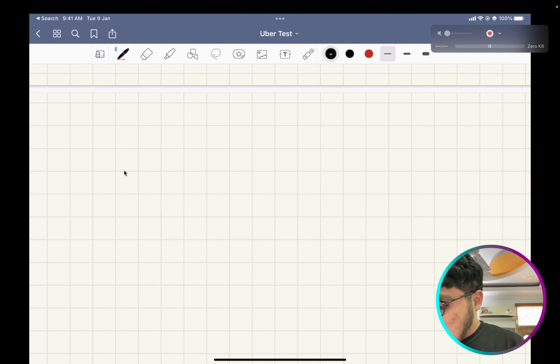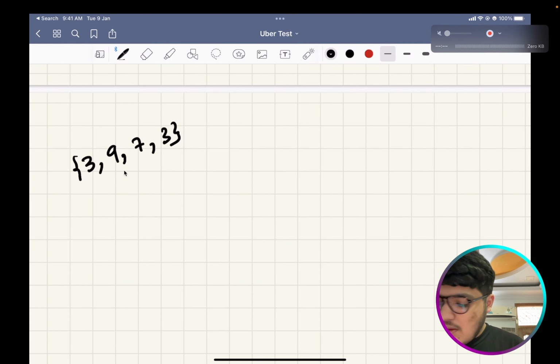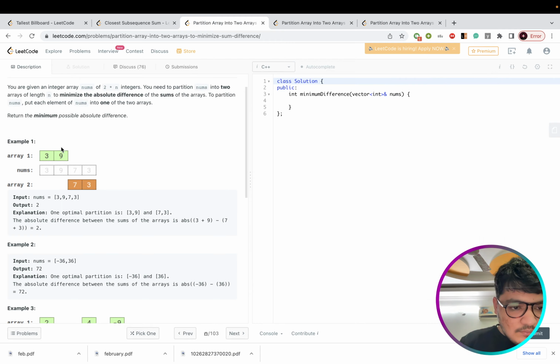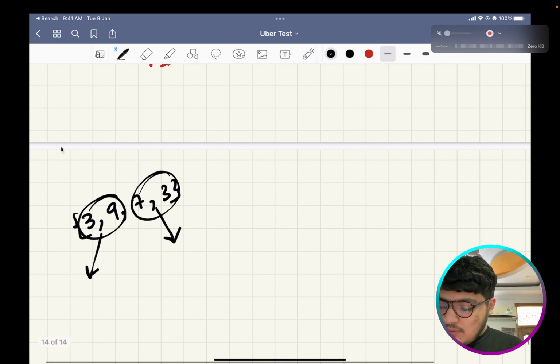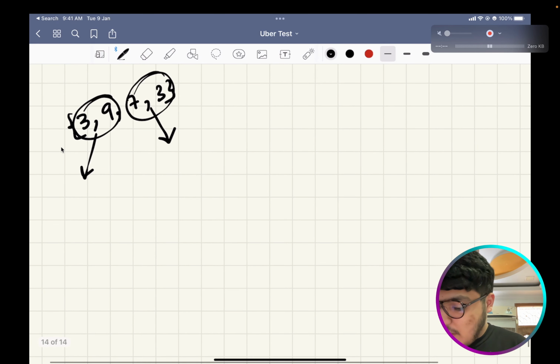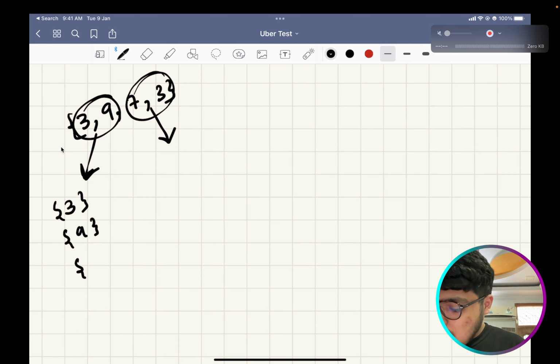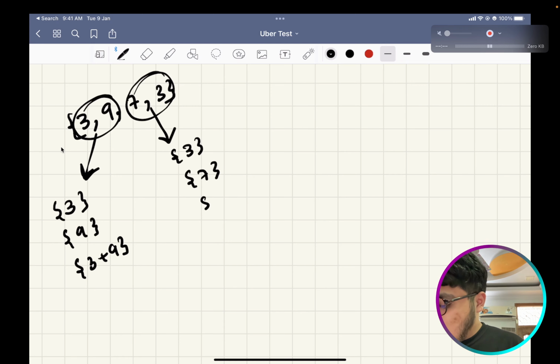So this is 3973. So basically I am dividing it into two parts right now. Okay, so the possible sums are this: 3 plus 9, similarly 3, 7, and 3 plus 7.